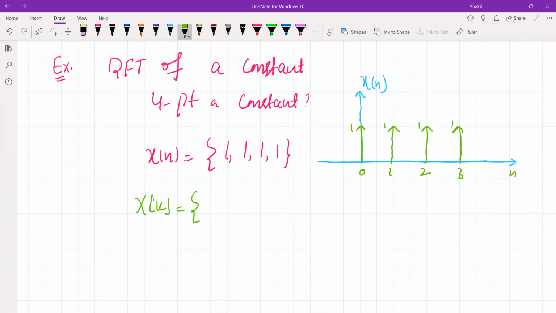In other words, what's the value of x of 0? What's the value of x of 1? x of 2? And x of 3. Remember, if x of n is given to you and it has only 4 sample points, then you have to compute the 4 points of x of k, or 4 values of x of k. Remember, that's the meaning of 4 points.